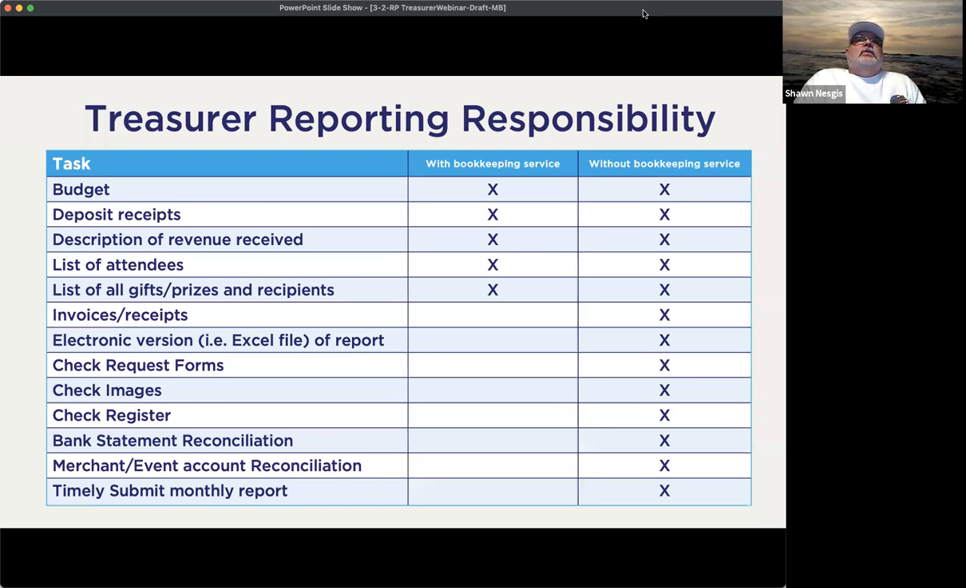This is the report for responsibility of the treasurer. You can see in the 2 columns the bookkeeping service that's provided by CWA staff, and then the task without the bookkeeping. So the budget, the depositing of the receipts, the description of the revenue, listing attendees, things like that is part of the bookkeeping service that treasurers could take advantage of if you're interested in being part of the CWA support.